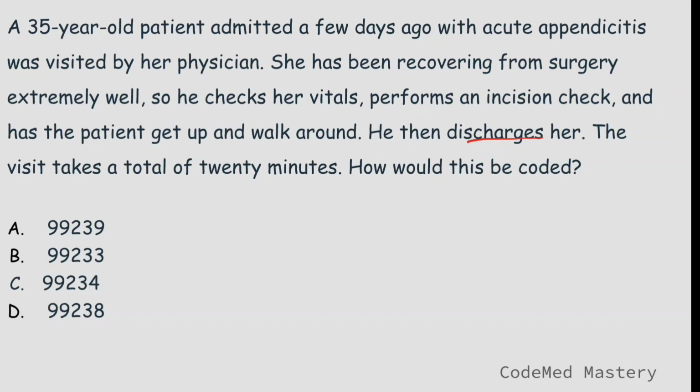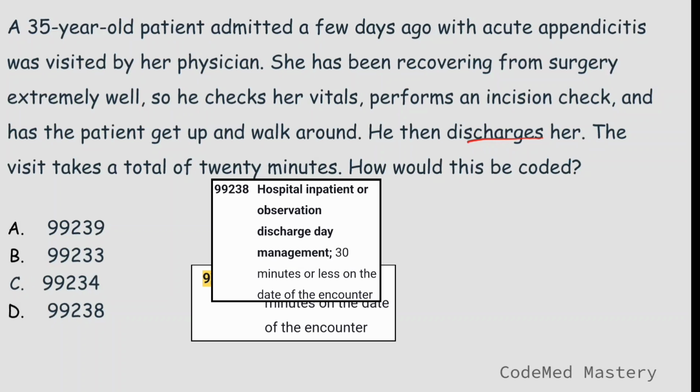Check option A, 99239. That is for hospital inpatient observation discharge day management, more than 30 minutes on the date of encounter. So this code is for hospital inpatient or observation discharge day management. That is correct. But the time is more than 30 minutes. But in the scenario, you can check the time. They have mentioned 20 minutes. So 99239 is wrong. Eliminate option A.